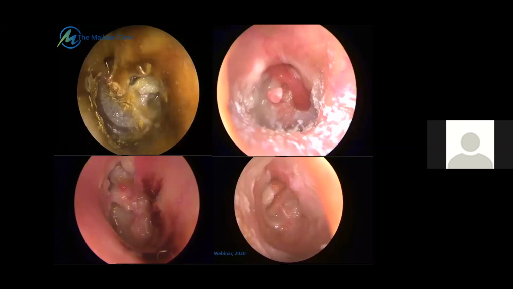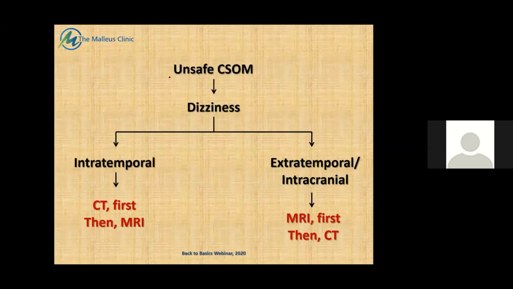So if this patient comes to you, and it's obviously an unsafe CSOM, and complains of dizziness, you can call it dizziness or vertigo, whatever you feel like, or even if the patient starts complaining of ataxia, there is a condition which could be subsequent to a scenario like this, which could lead to ataxia in a patient. So what is it that I need to look for? Obviously, I'm not looking at just the middle ear disease.